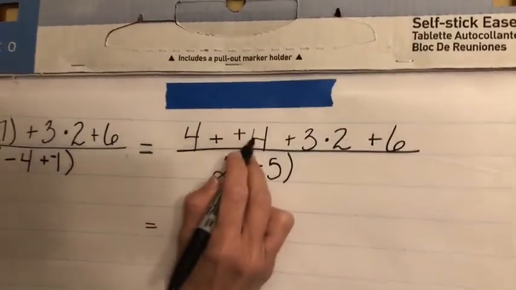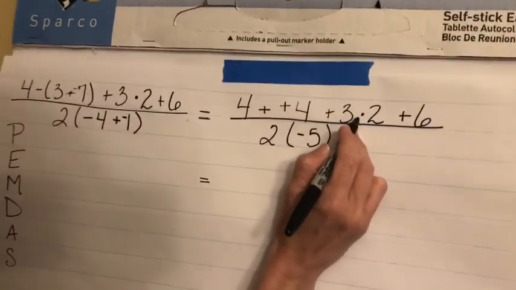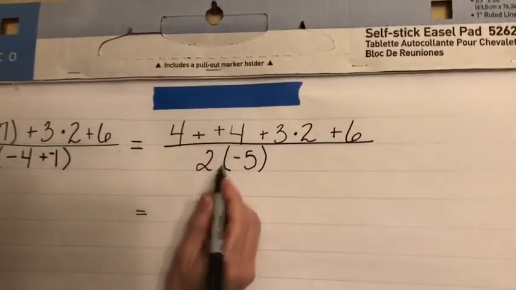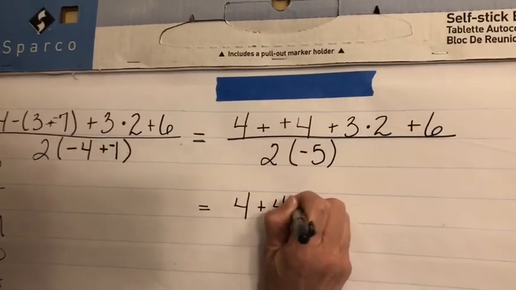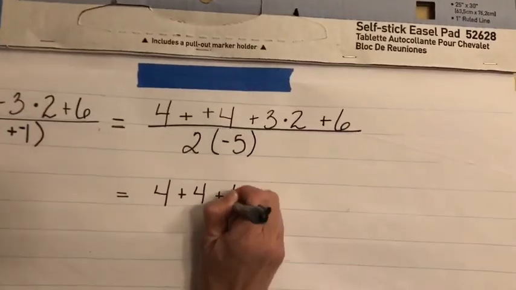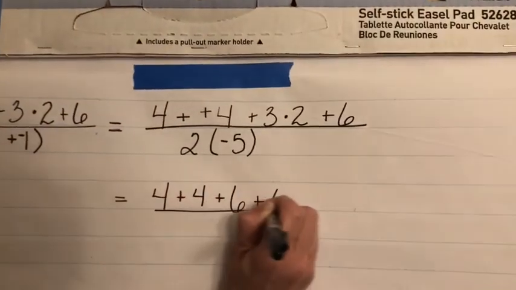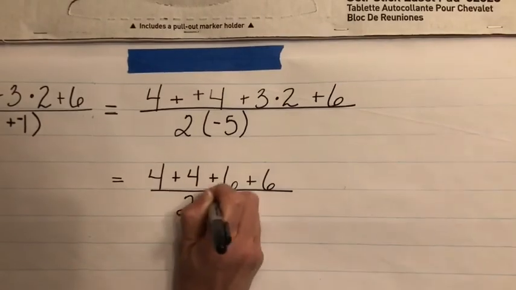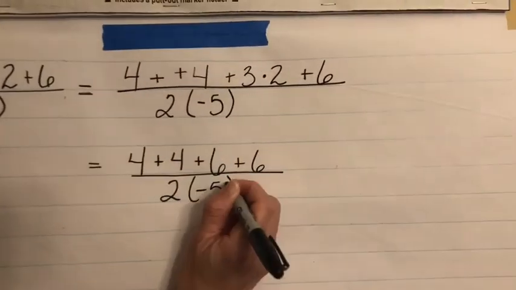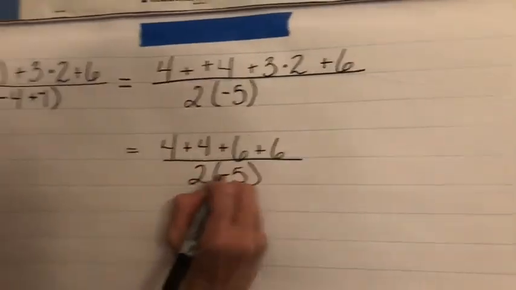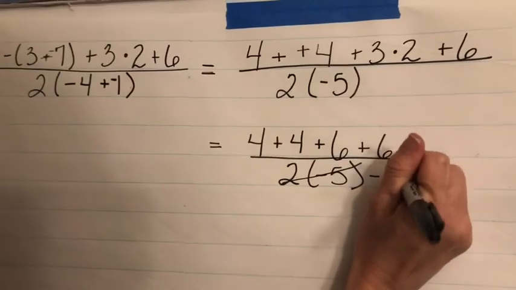So now those 4s are being added, but we're not going to add them yet because we have to do our multiplication first. So we'll just rewrite it as 4 plus 4 plus 3 times 2 is 6 plus 6. And in the denominator we have 2 times -5. I could have multiplied there. I don't know why I didn't. That's 2 times -5. A positive times a negative yields a negative. So that's going to be -10.